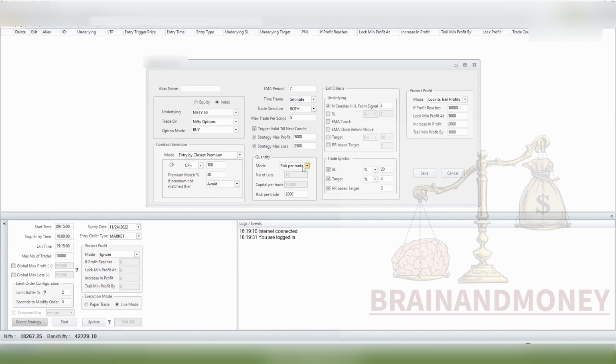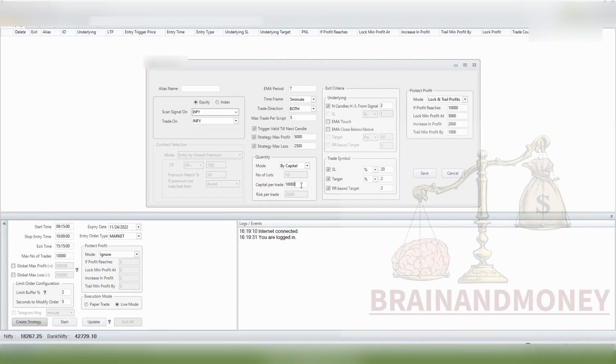For quantity configuration, for equity there are 3 modes given. One is you can directly mention the quantity or number of lots. The second is by using capital. So let's say if you have set the capital to 10,000 and if the stock price is 1,000 rupees, then it will trade 10 quantities.